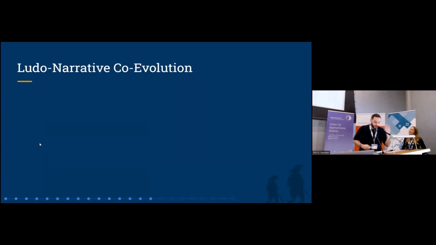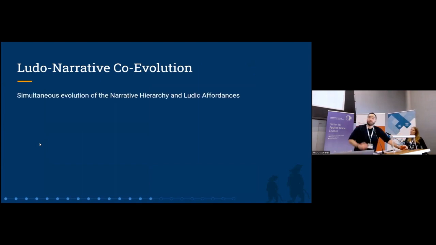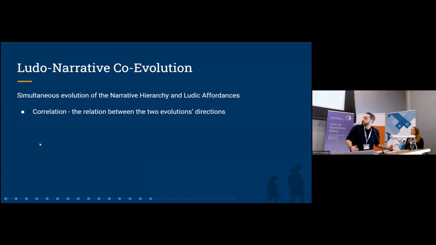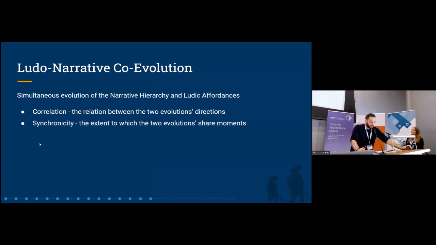So as Rebekah mentioned before, both the game's narrative hierarchy and Ludic Affordances may evolve throughout the game. So the next focus in the research was to inspect points of interaction between those two evolutions. Do they evolve separately from one another, or does one feed into the other? This is what we refer to here as the Ludo-Narrative Co-Evolution. So by looking at several case studies, we identify two additional design aspects to help us better describe this co-evolution. The first one is correlation, which describes whether the two evolve in the same or in opposing directions. The second is synchronicity. It describes to what extent these points of change are shared between the Ludic Affordances and narrative hierarchy.